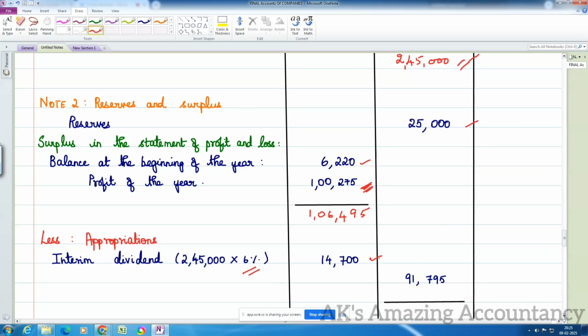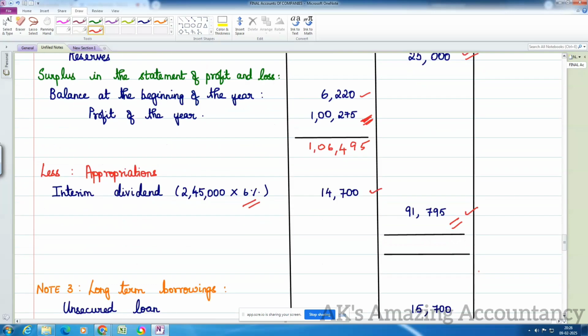14,700. Okay, so now when you deduct 14,700 out of 1,06,495, you will be getting 91,795. Okay, now we have to add these two amounts together. What are the two amounts to be added? This 25,000 plus 91,795, which will give us the total of note 2.